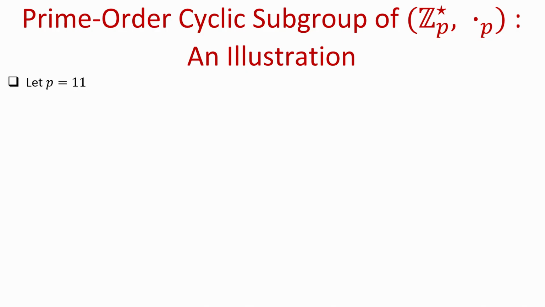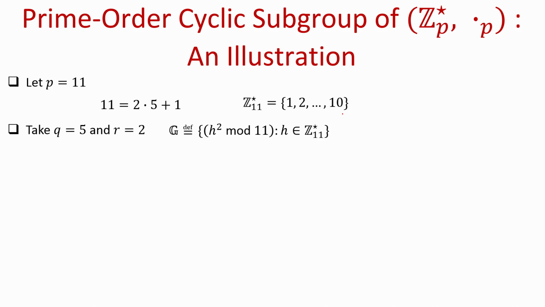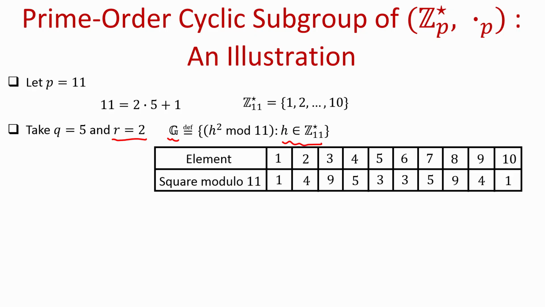So, imagine p is equal to 11, where 11 is a prime number. I can express 11 in the form 2 times 5 plus 1, and Z11 star basically consists of the elements 1 to 10. If I take my q to be 5, then p and q are related as 2 times 5 plus 1. So, I can take my r to be 2, and I can set my set G to be all the perfect squares modulo 11, namely I take all the elements h from the set Z11 star, raise them to the power 2 and do modulo 11, and the resultant output is my collection G.